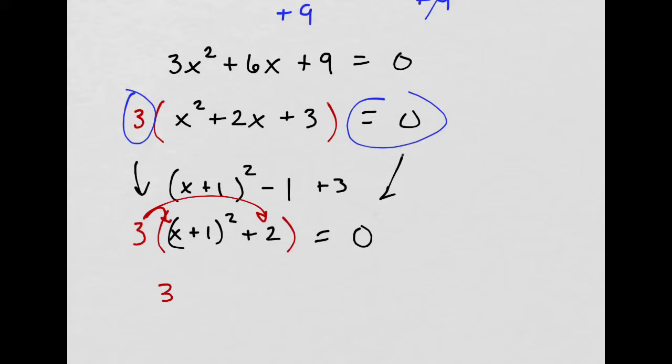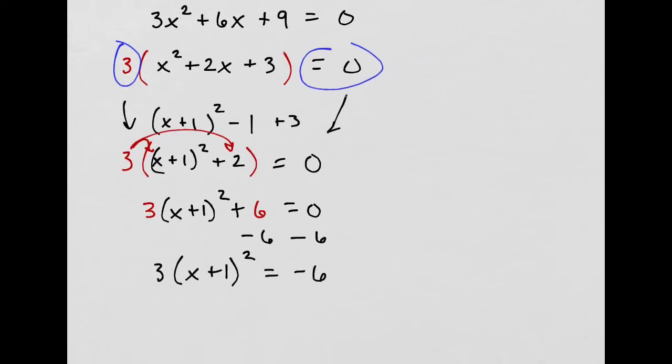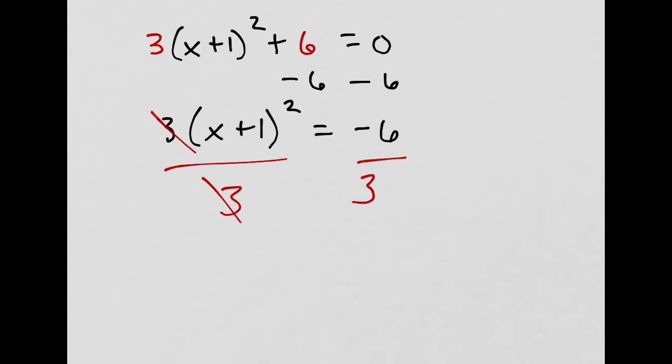And then I have x plus 1 quantity squared plus 6. Great. Equals 0. And I'll subtract 6. Easy. And then 3 times x plus 1 quantity squared equals negative 6. Interesting. And then I divide by 3 to get rid of this. Well, that's nice, because then I get x plus 1 quantity squared equals negative 2.